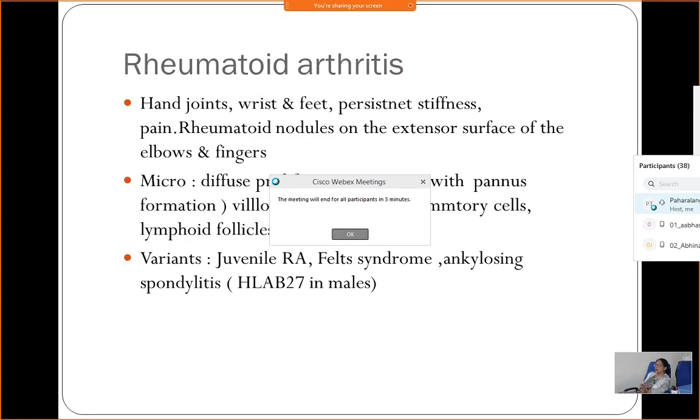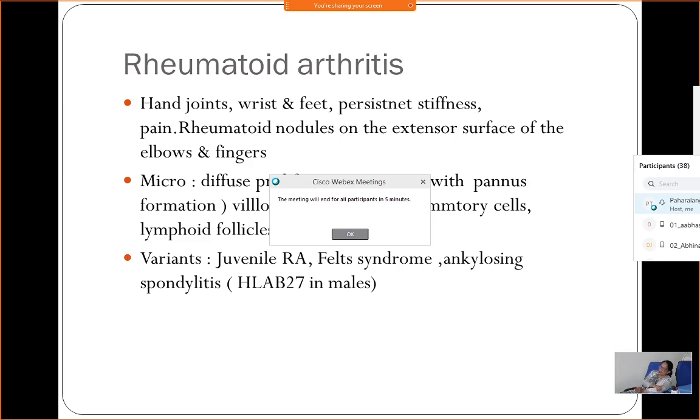So what are the joints involved in rheumatoid arthritis? Specifically, the joints involved are the small joints of the hands, and they are symmetrical. Patients typically say both the hands are involved. This is a very common condition. You will definitely see some cases in your postings. In addition, these people may also have what we call rheumatoid nodules, which are specifically seen on the extensor surface of the elbow and fingers. So they will have certain soft tissue swelling on the elbows and the fingers.